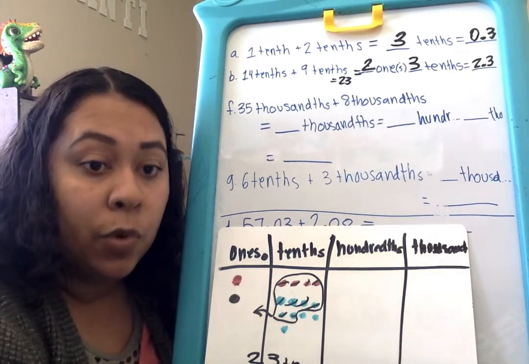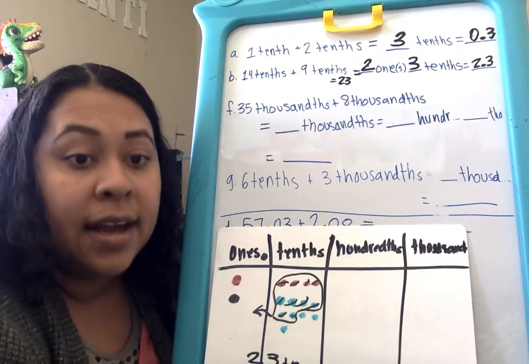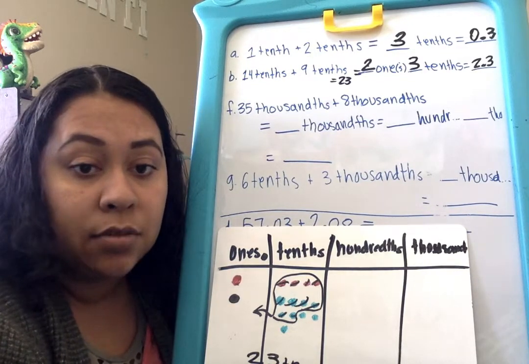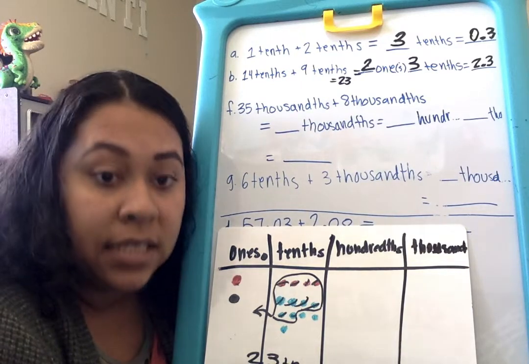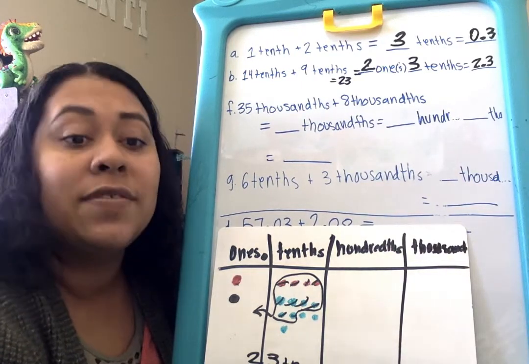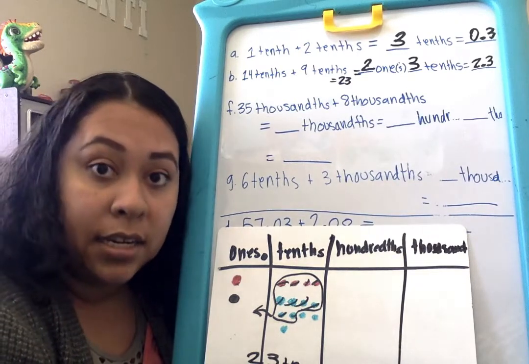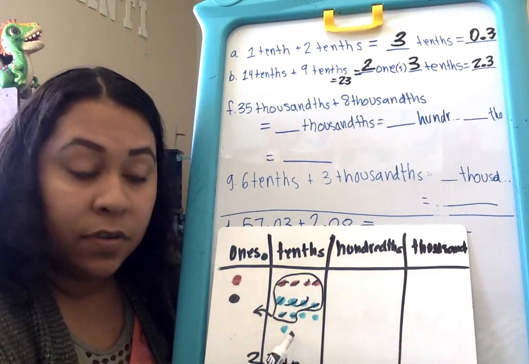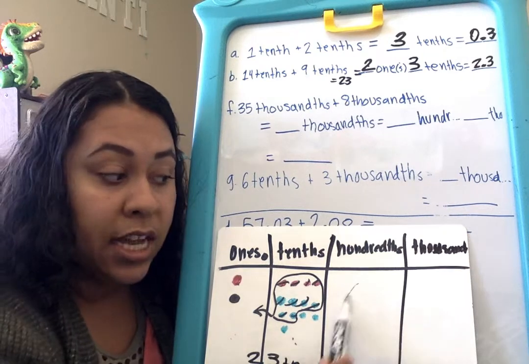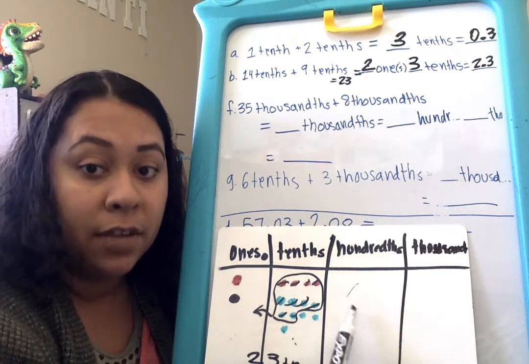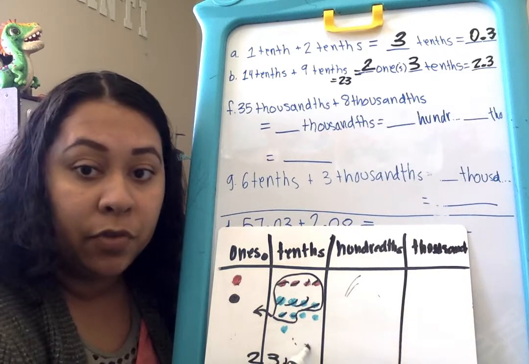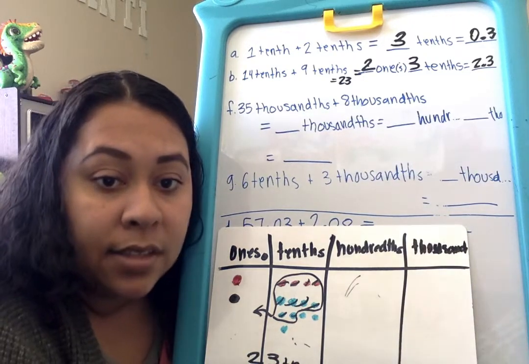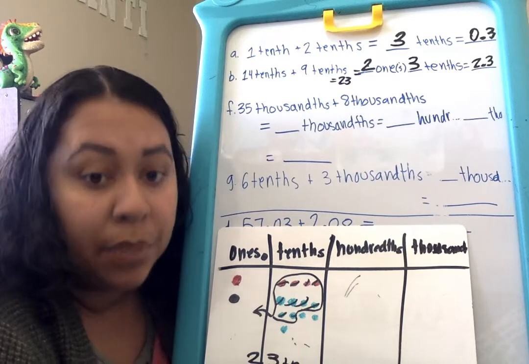So if you have more than 10 hundredths, how many hundredths can you take out to make a tenth? If you have 10 hundredths, take 10 hundredths and move them over to make a tenth. If you still have enough hundredths to make another tenth, take 10 hundredths and move them over. Okay? So then you would have blank tenths and blank hundredths.